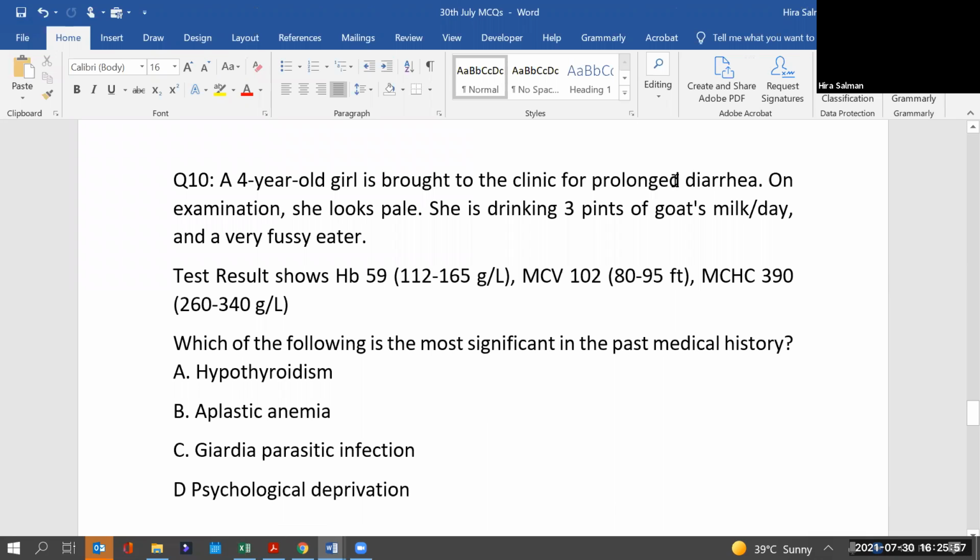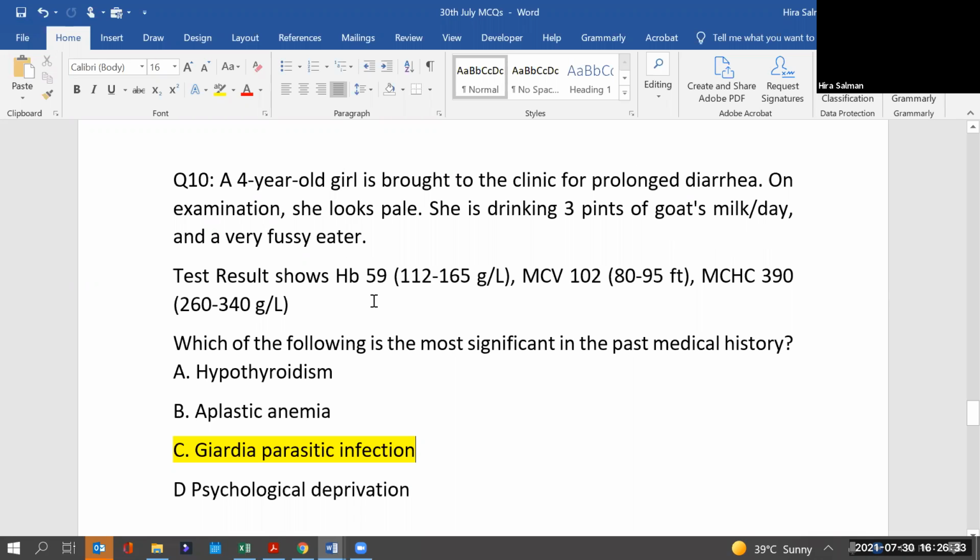If she has a history of prolonged diarrhea, this prolonged diarrhea can be because of the intake of this goat milk, right? So do you think it's because of hypothyroidism or aplastic anemia or psychological deprivation or Giardia parasitic infection? Of course, this is a parasitic infection, because the baby has a history of prolonged diarrhea. She's a very fussy eater, and she used to drink this milk a lot. If this is not pasteurized milk, not properly boiled milk, then what will happen? She can acquire Giardia infection.